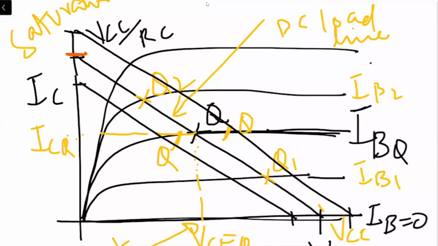Okay, so is this point clear? Let me repeat the last sentence. If there is a variation in VCC, the positioning of the DC load line will vary. If there is a variation in RC, the slope of the line is going to vary.